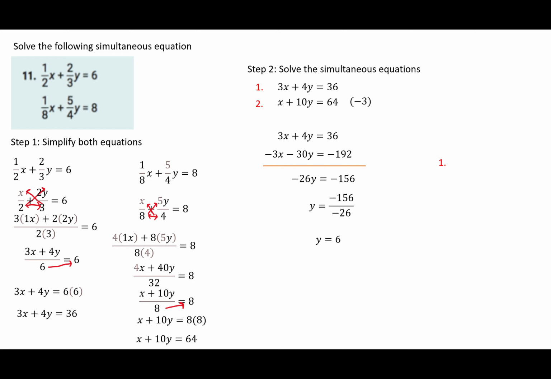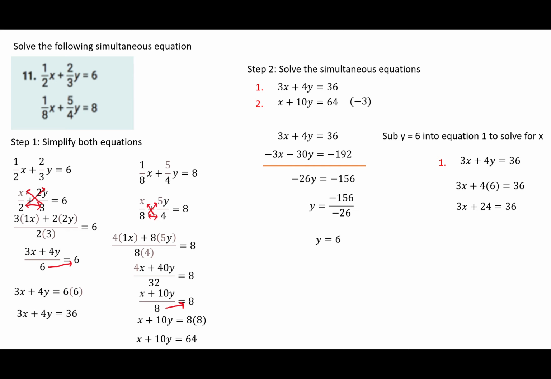We've now solved for our value of y, so we need to continue to find our corresponding value of x. To solve for x, we substitute y is equal to 6 back into equation 1 and solve for x. Equation 1 is 3x plus 4y equals 36. Let's substitute in our value for y. This gives us 3x plus 4 times 6 equals 36. We want to solve for x, so we're going to multiply out our brackets first. This gives us 3x plus 24, which is all equal to 36.